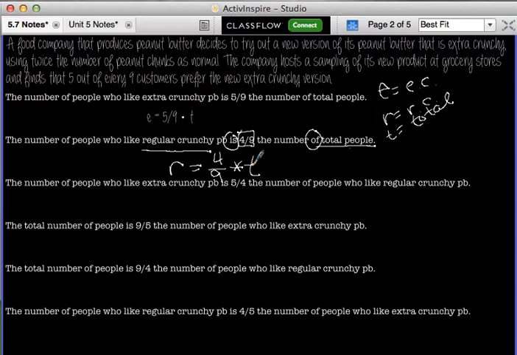Okay, and again, if you go through and do the math, this works out. If you take 4/9 times 9, it gives you 4. All right, extra crunchy is 5/4 of regular crunchy. So E, since we already defined it, is 5/4 of R. All right, now I want you to try these last 3 on your own, and when you come back, you're going to check your equation.